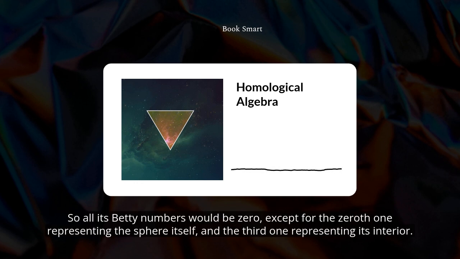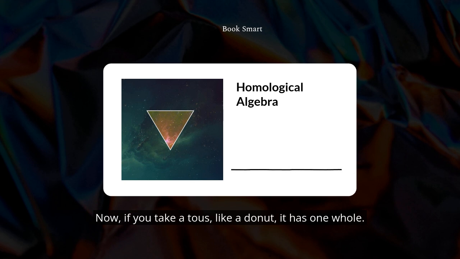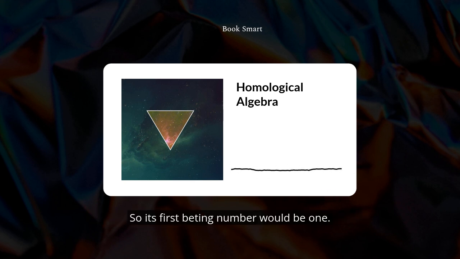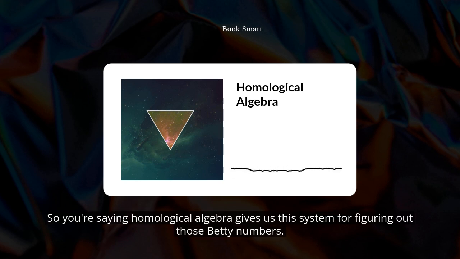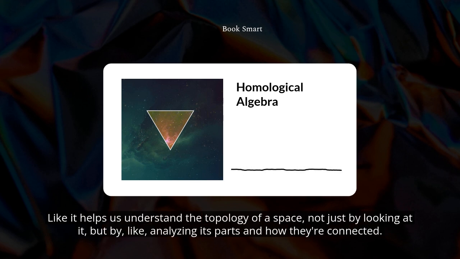So all its Betti numbers would be 0, except for the 0th one representing the sphere itself, and the 3rd one representing its interior. Now, if you take a torus, like a donut, it has one hole, right? So its first Betti number would be 1. Right, I remember that. So you're saying homological algebra gives us this system for figuring out those Betti numbers. Like, it helps us understand the topology of a space, not just by looking at it, but by analyzing its parts and how they're connected.